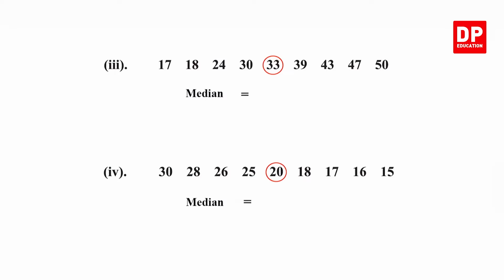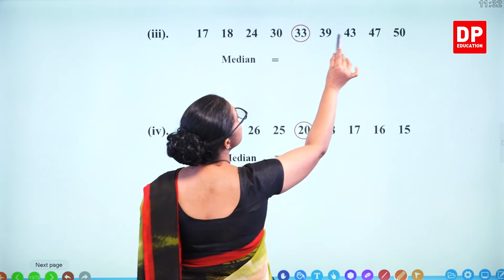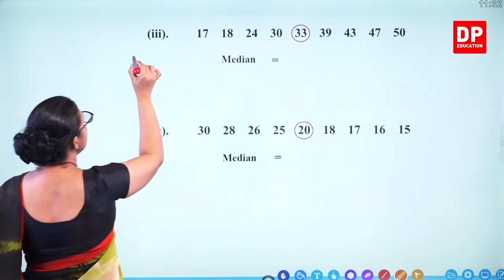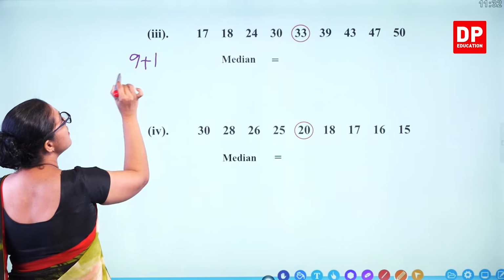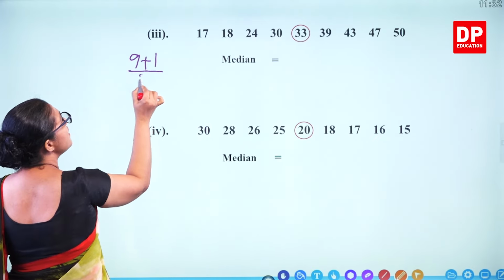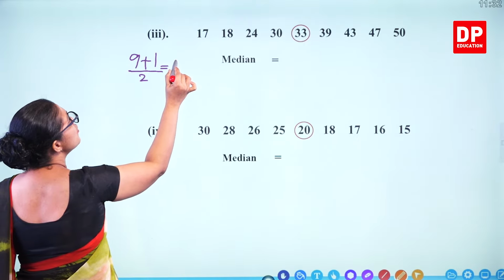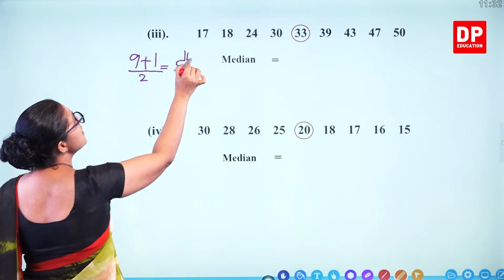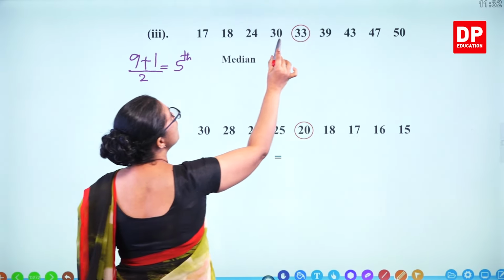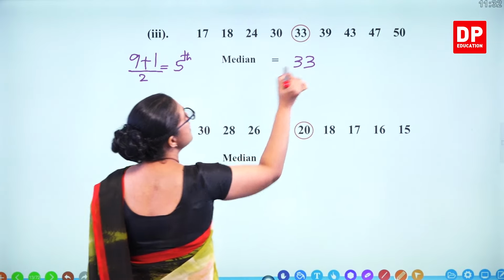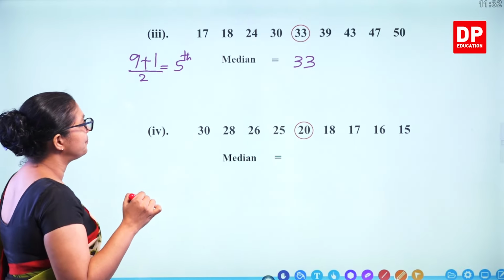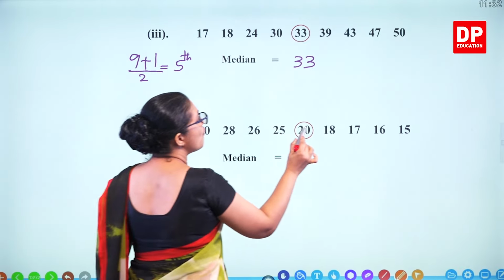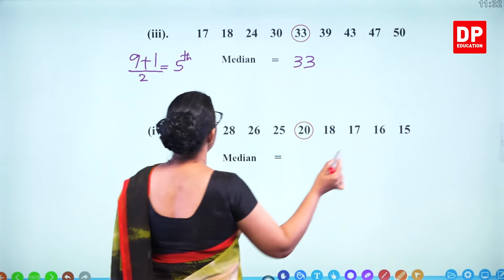Median of this one: 1, 2, 3, 4, 5, 6, 7, 8, 9. That means odd number, you get the middle number, you add 1 and divide by 2. 10 divided by 2, 5. So that means the 5th number: 1, 2, 3, 4, 5. 33 is the median.